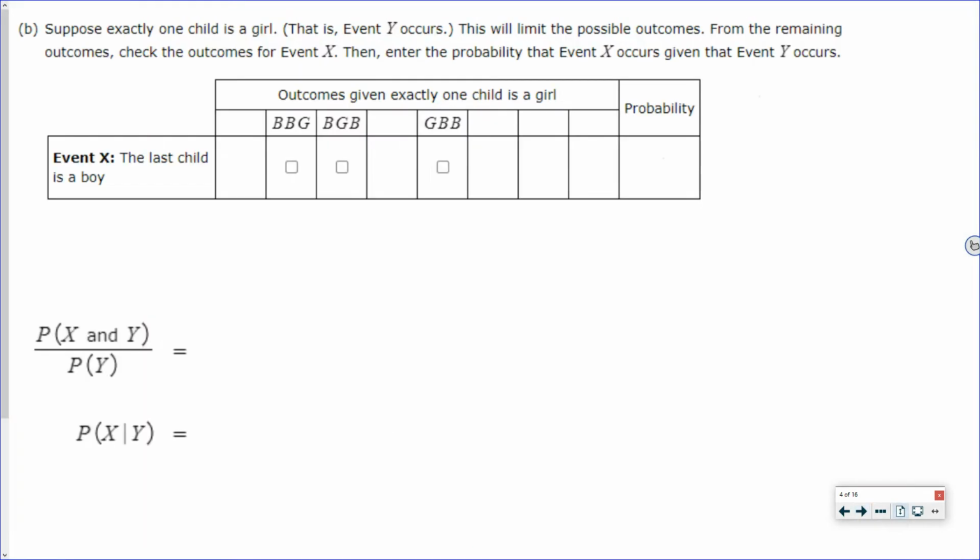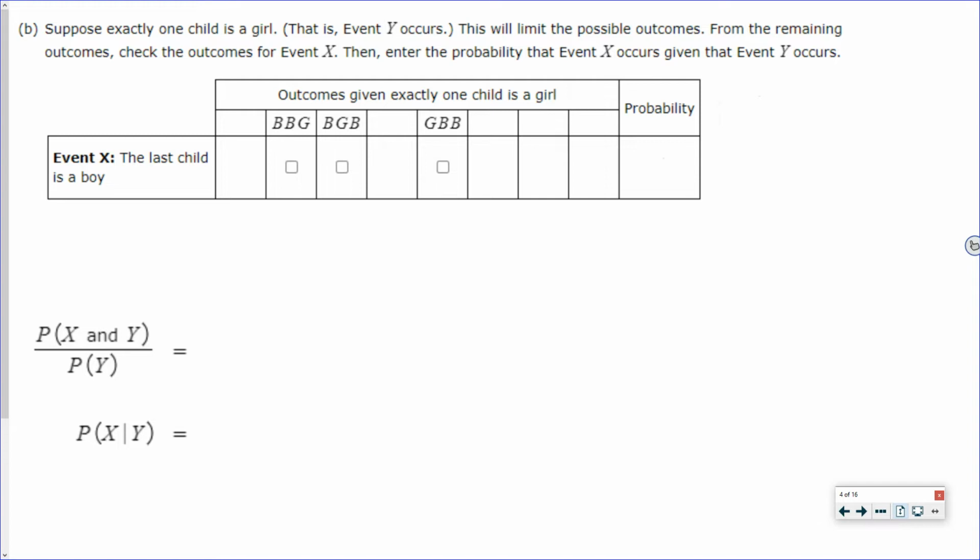All right, so this follow-up question says, suppose exactly 1 child is a girl. So suppose this is given information. So we know event Y occurs. It's given that exactly 1 child is a girl. This limits our possible outcomes. Example of conditional probability. Here's your condition: exactly 1 child is a girl.